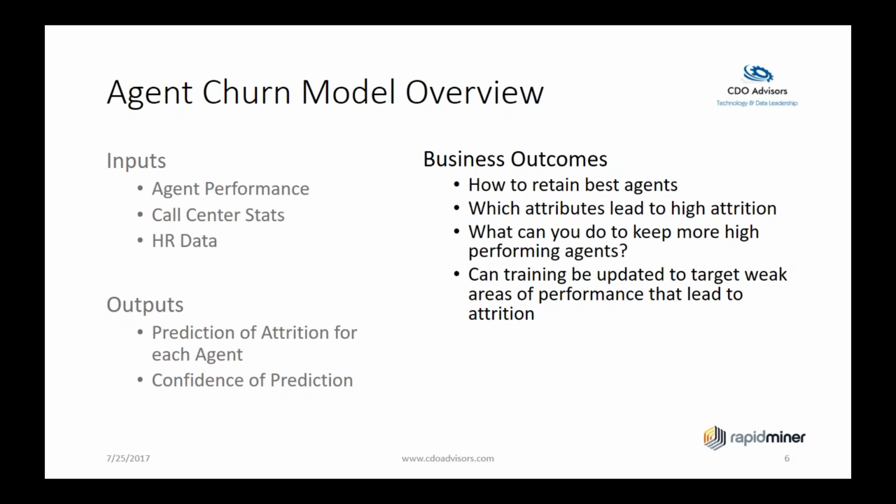But the business outcome side is really, how do you retain the best agents? Which attributes lead to high attrition? What can you do to keep more high-performing agents? Can training be updated to target weak areas of performance that lead to attrition? So these are all really important questions that you can get some of the information and answers for as you go through and build out your models.